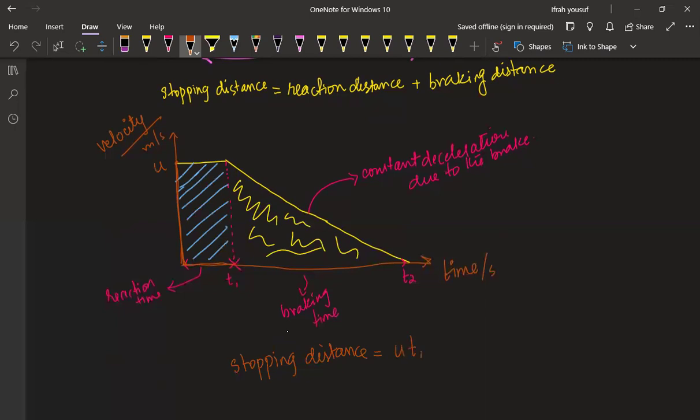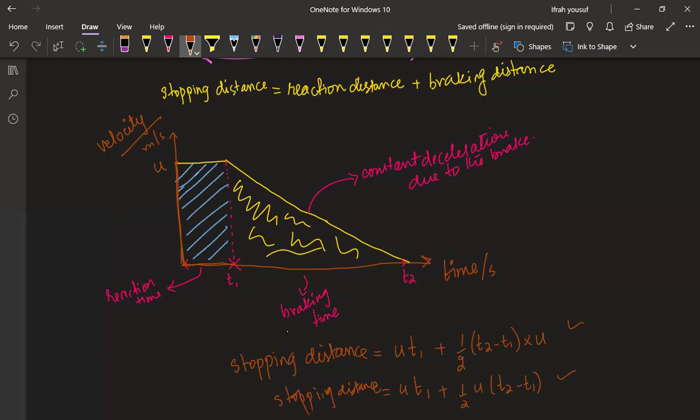Got it? And then after that, you can see here's the right angle triangle. So you are going to add that area into it. So ut1 plus half the base times u. The base is going to be the difference of T2 and T1. Clear? Got it? So finally you get this expression. That is the same thing, right? This one is the same thing. So this is the stopping distance. Clear?